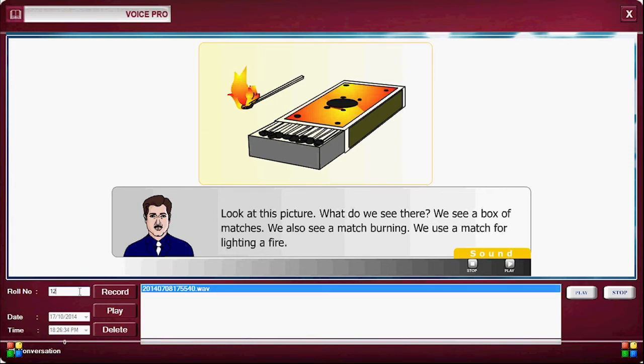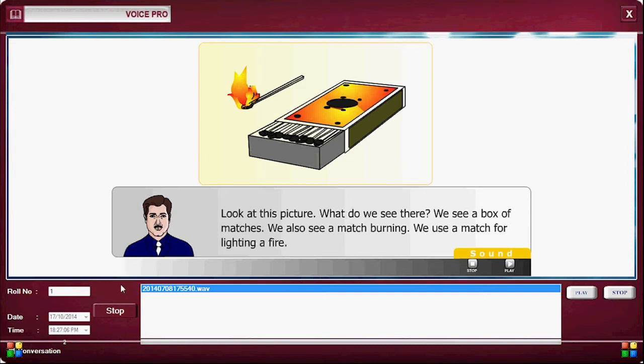Now give a roll number to this one. Let us write 12. No. Let the number be 1. And let us record this one. This recording is done by the student sitting at his own seat using the apparatus in front of them. Then directly it goes to the computer. It gets recorded there. And let us see this one.